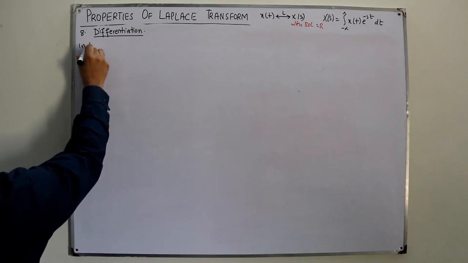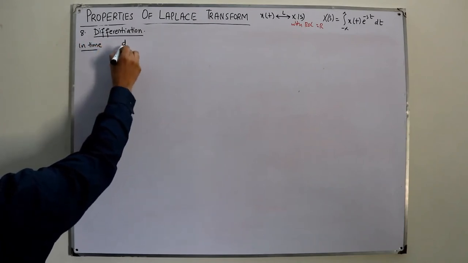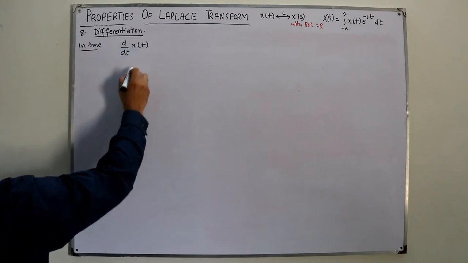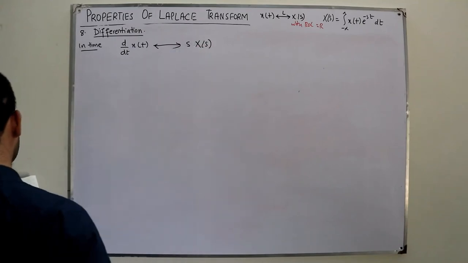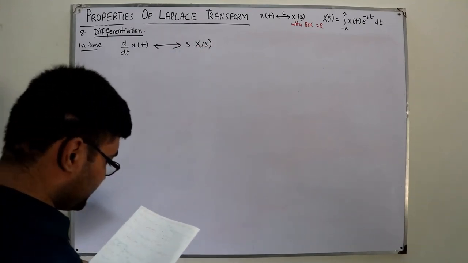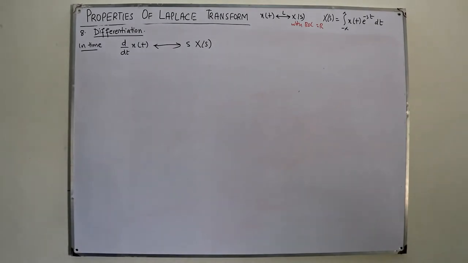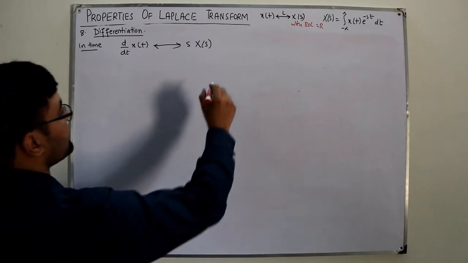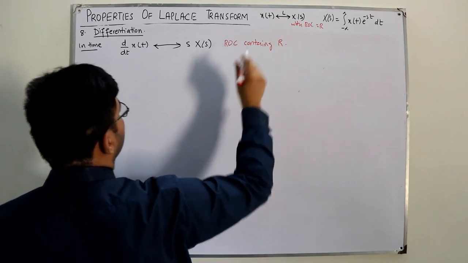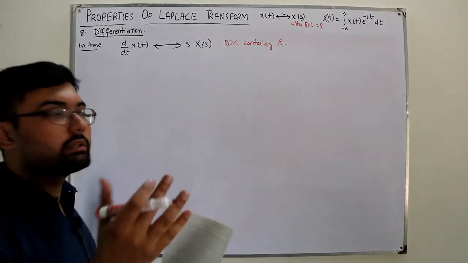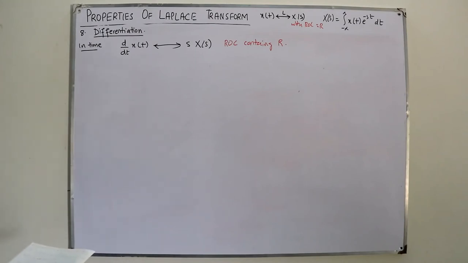So the first, in time domain, if you take the derivative of a signal in time domain, you know in the frequency domain it has to multiply X of s with an s. The ROC would be again the same thing, at least containing R. So the minimum ROC would be this one, maximum it could be greater than this as well. Fine? Yes.